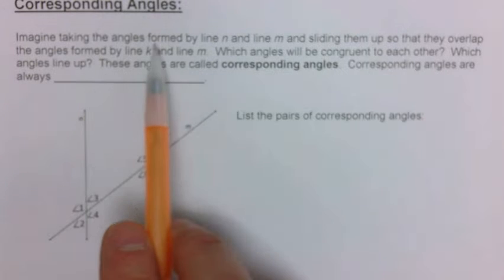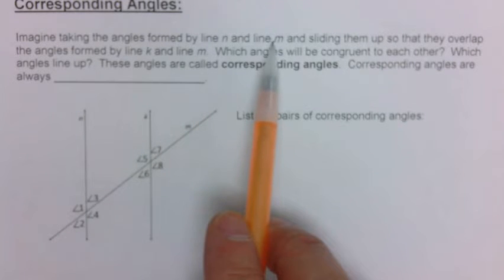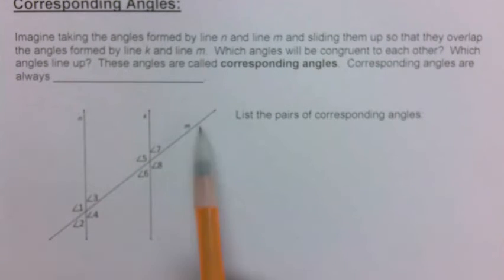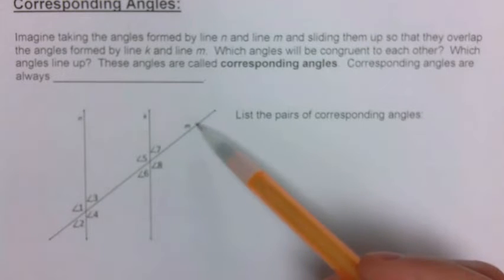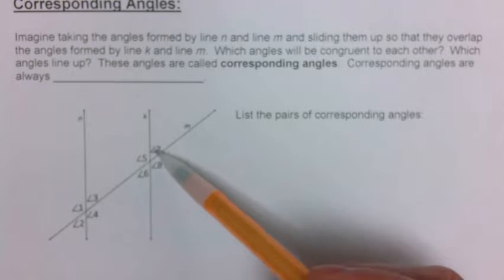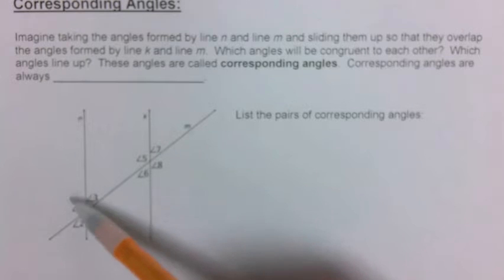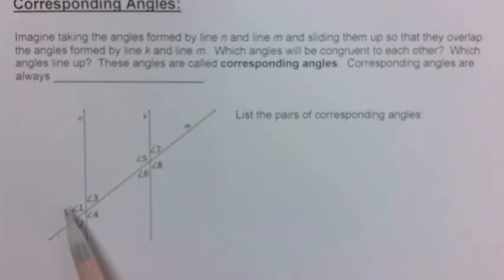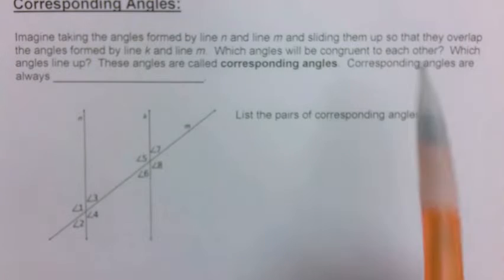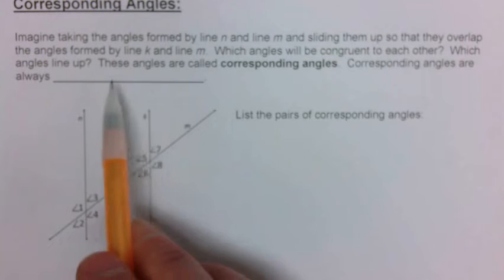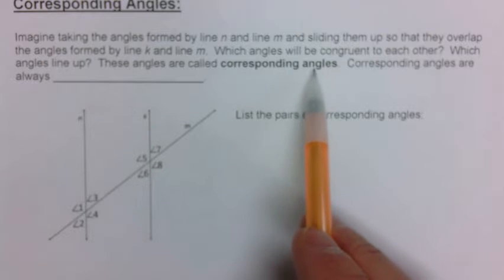Imagine taking the angles formed by line N and line M. So line N is this line and line M is the transversal. So angles 1, 2, 3, and 4. Imagine taking these angles and sliding them up so that they overlap with the angles formed by line K and line M, angles 5, 6, 7, and 8. So if I take these angles, 1, 2, 3, and 4, and slide them up so that they land on top of angles 5, 6, 7, and 8, which ones will line up? These angles are called corresponding angles.